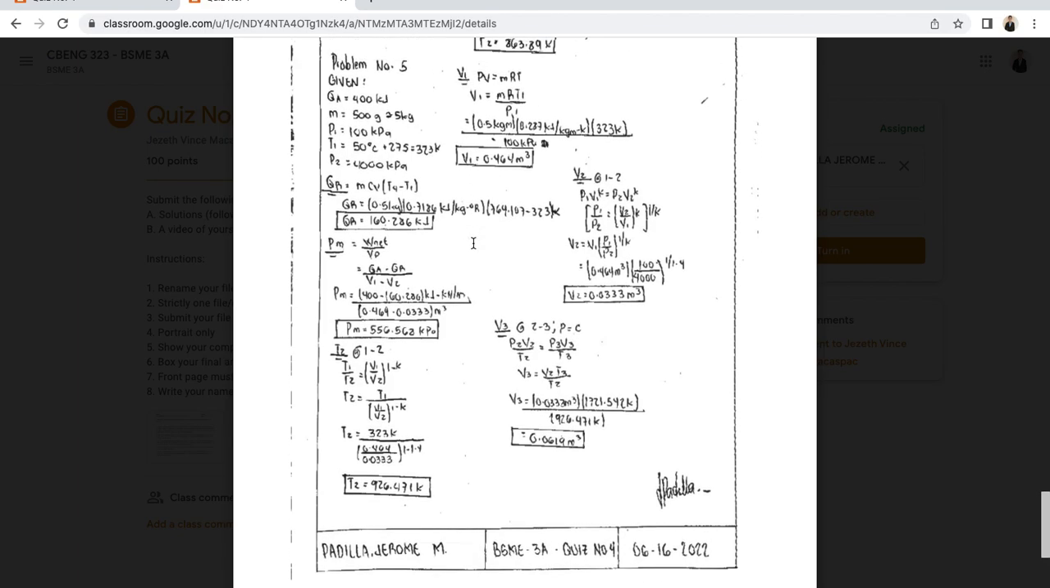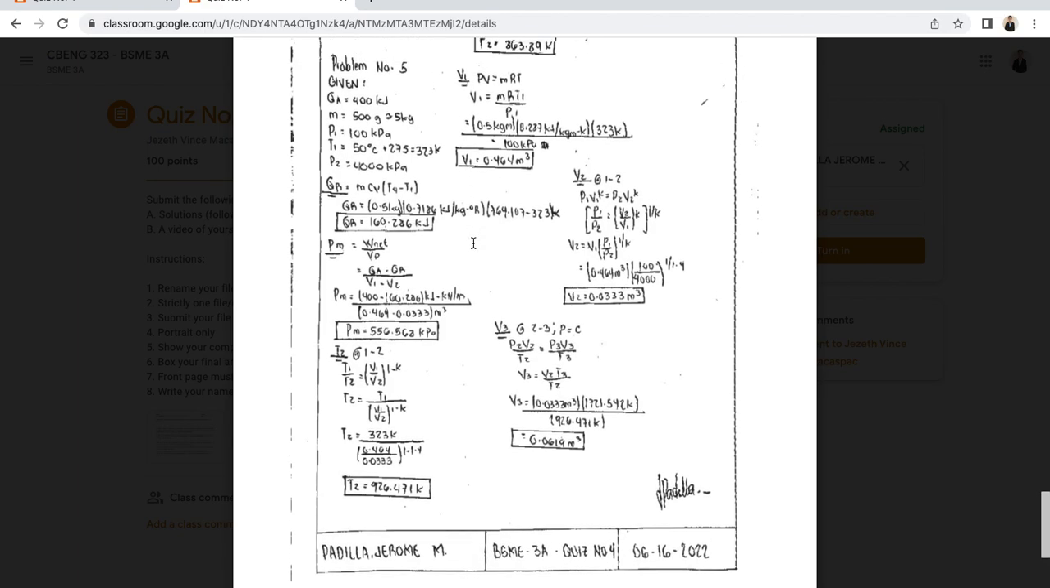So, meron tayong given na QA, which is 400 kJ, and mass or 500 grams, or convert natin sa kilogram, which is 0.5 kg, and for the P1 100 kPa and T1 50 degrees Celsius, which is need natin i-convert sa Kelvin. So add tayo ng 273, yung nakuha natin is 323 Kelvin. And for the P2 4000 kPa, yung una natin kukunin is the V1, which is gagamitin natin is the PV equals mRT.